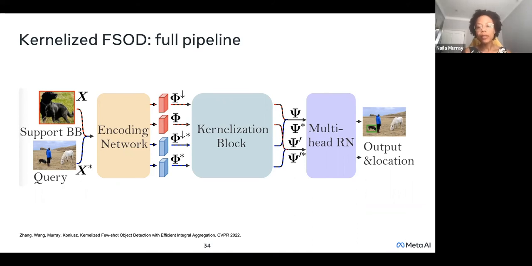And then out of this block, you're going to get some set of representations, like feature maps for your image regions, and then also these kernelized representations for them as well. And then you're going to have what we call a multi-head relation network, which is going to compare the two of them in order to give you your predicted outputs. So I'll just go into them briefly, each one.